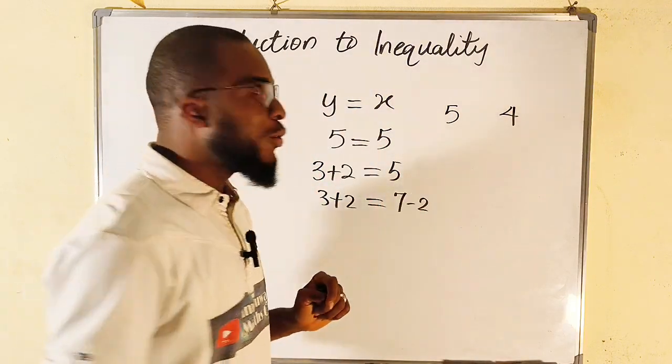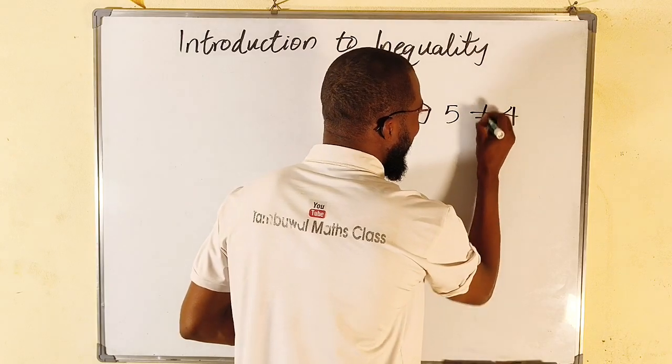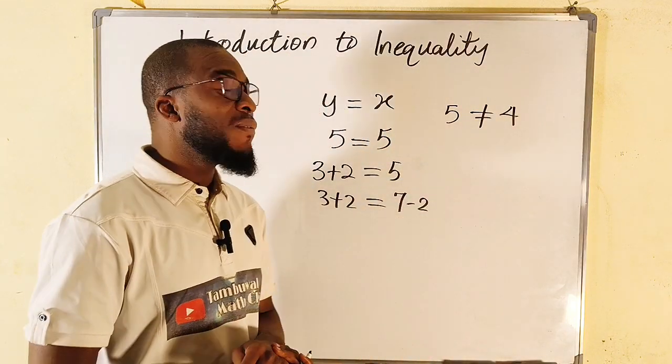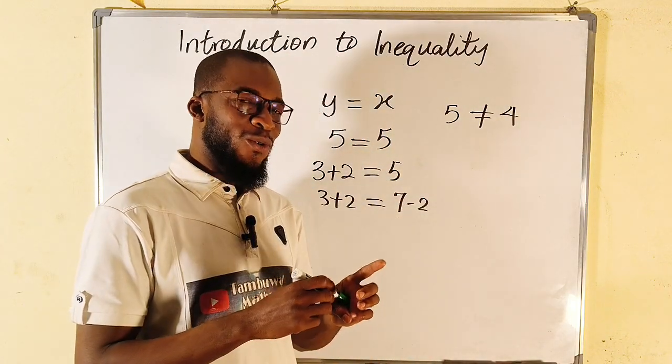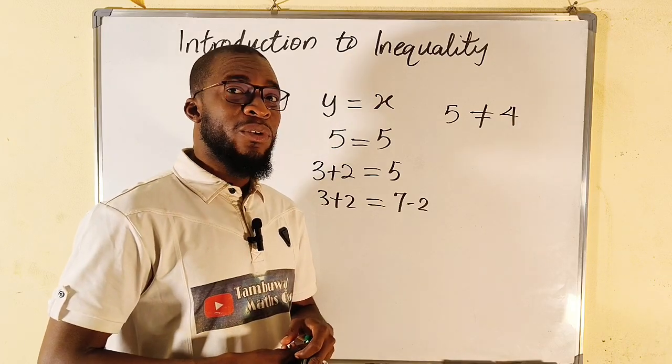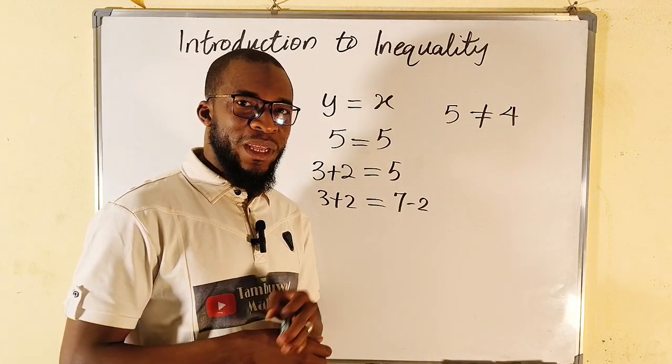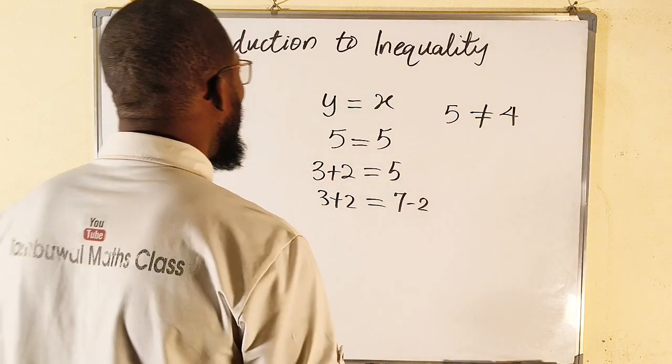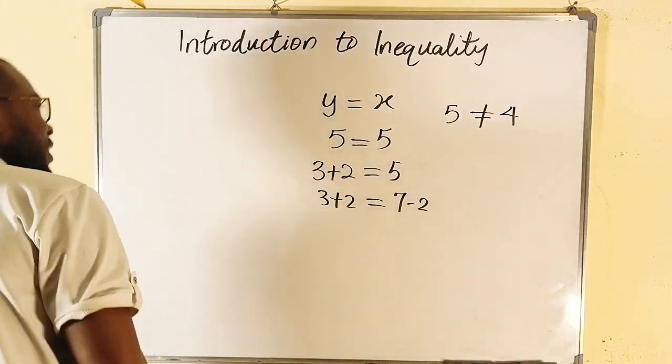5 is never equal to 4, so we use this sign, meaning 5 is not equal to 4. This is where the symbols of inequality come into play. So we have 4 symbols. Let me write them down here.